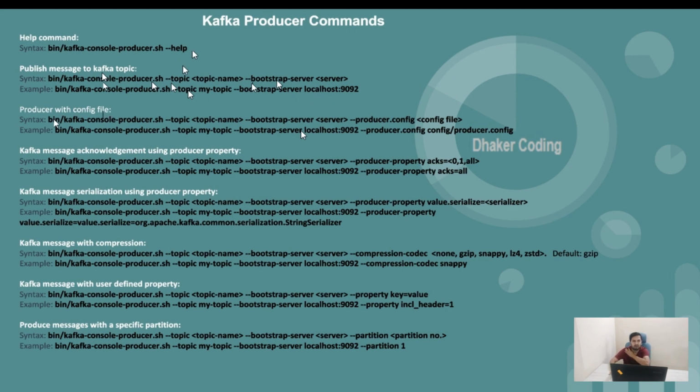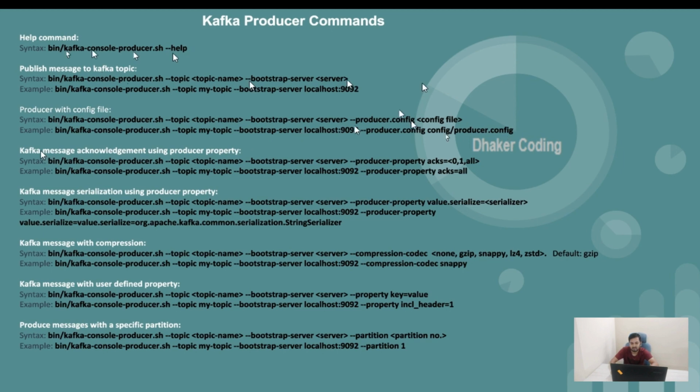Now let's say I want to run the producer with some config files. You can give the option --producer.config and provide the config file, which is inside the config folder, producer.config or producer.properties, whatever is there. If it is not there, just create it.